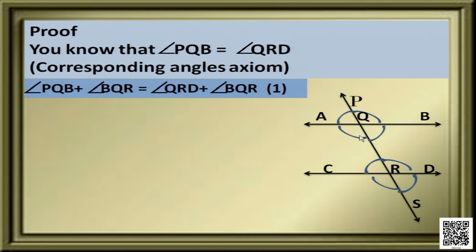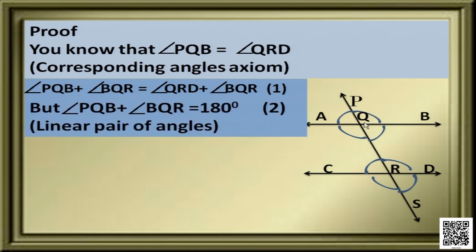Then PQB, add BQR on both sides. Here PQB and QRD are on the left side and right side; add the same on both sides, it will not change the value. So, PQB plus angle BQR is equal to angle QRD plus angle BQR. So, on both sides we have the sum of two angles. Now, see PQB plus BQR. What is the relation between these two?